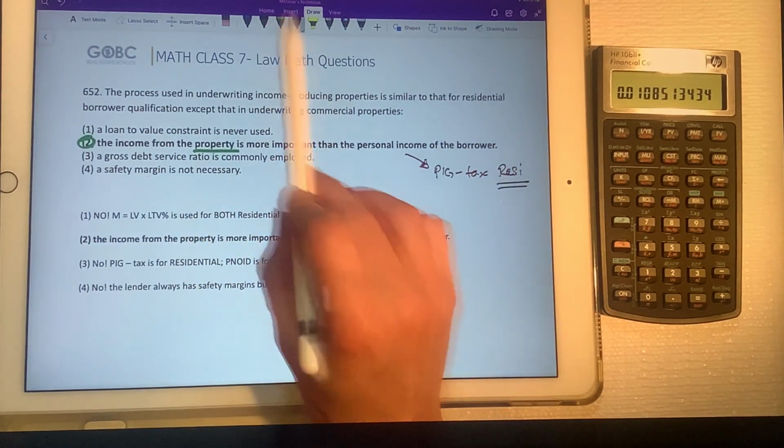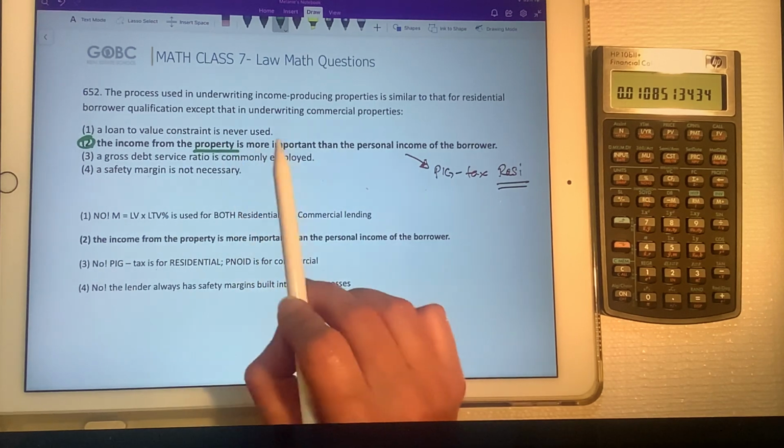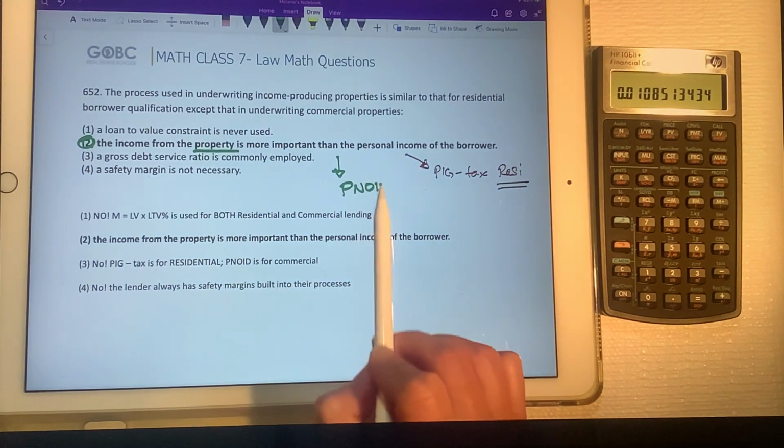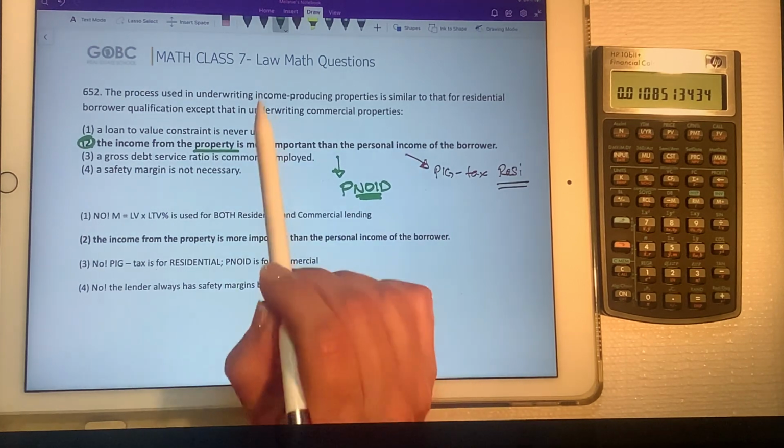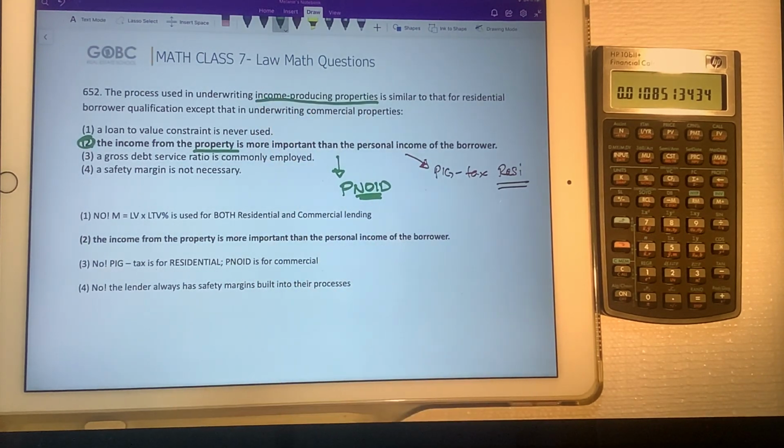The commercial formula that we use from that property is our PNOID formula, and it's based on the NOI, the net operating income of the business. Okay, so whether the property is being used as an income-producing property that somebody is renting out to someone else, or whether they're buying it for their business to run their own stuff on there, then that would also be a situation where the income from the business would be more important.